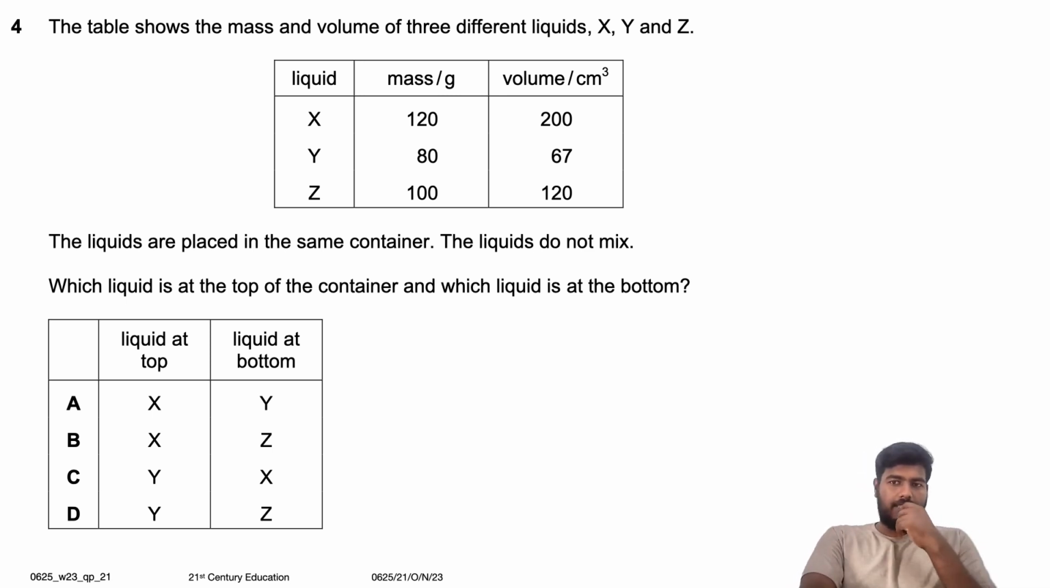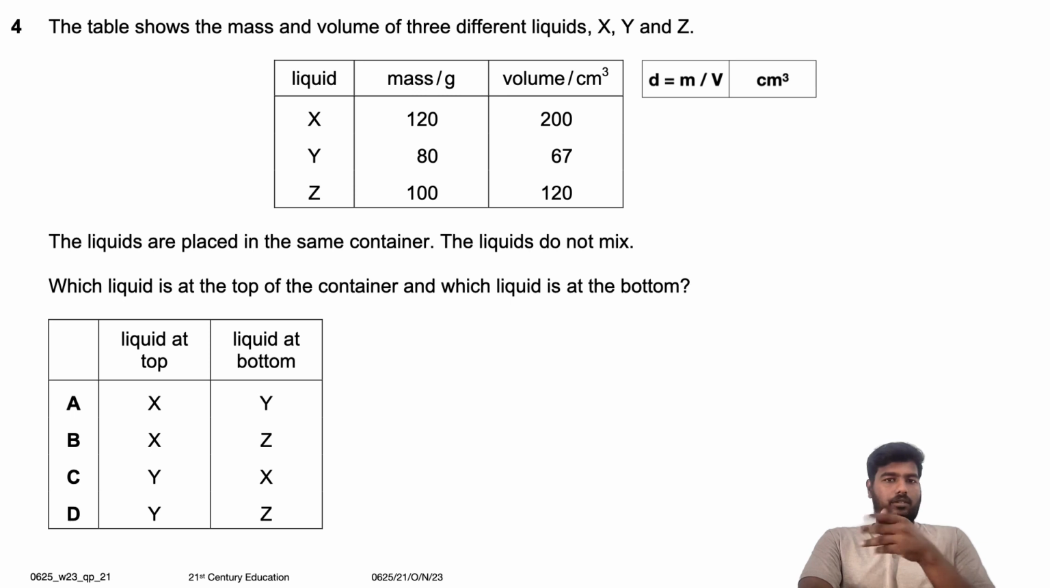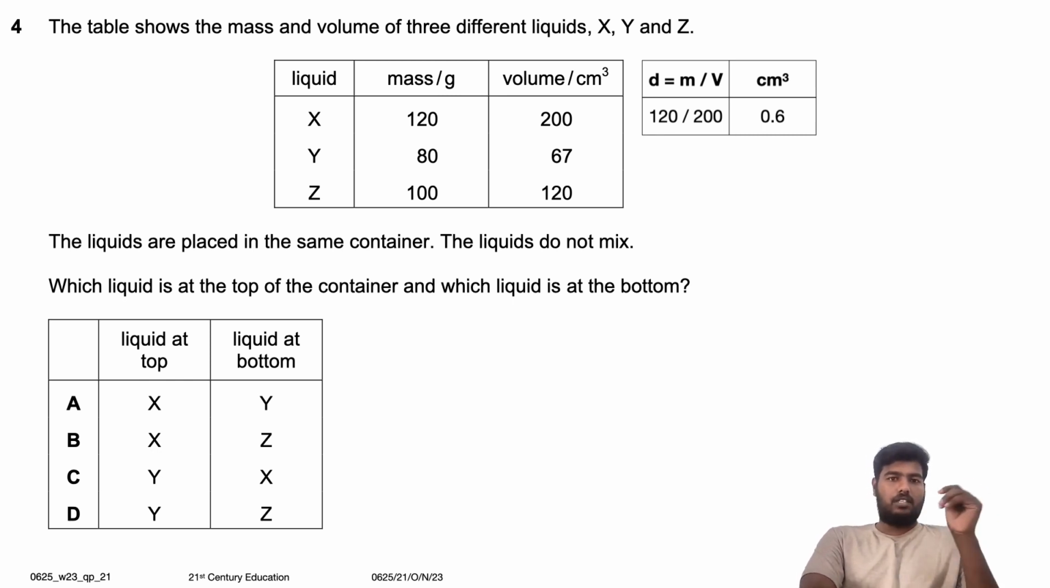Let's calculate the density. We know that density is mass by volume. There is a mistake in the unit. Density should be gram per centimeter cube. I'll correct this later. So mass by volume. Let's calculate for X. Mass is 120, volume is 200. So 120 by 200 is 0.6 gram per centimeter cube.